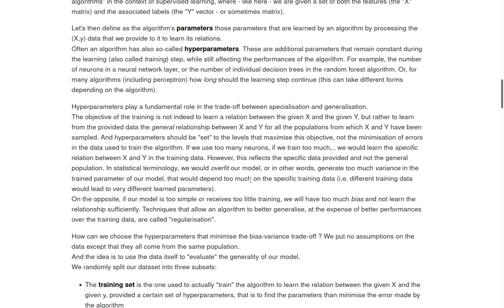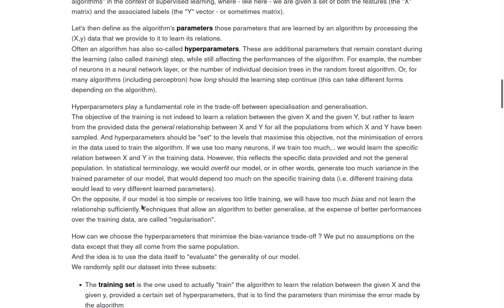If we overfit our model by choosing the wrong hyperparameters, we'll end up, providing the algorithm with different training data, with very different trained parameters of the algorithm. On the opposite side, if our model is too simple or simply receives too little training, we have the opposite problem, and we have too much bias, and we will not be able to learn the relationship between the x and the y in a sufficient way.